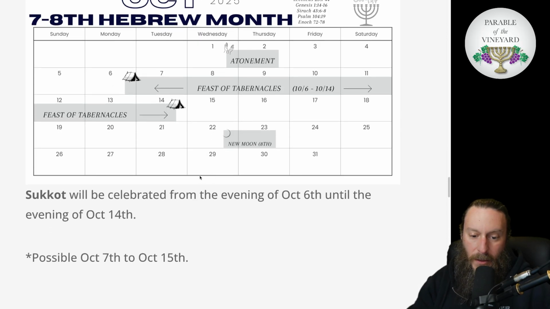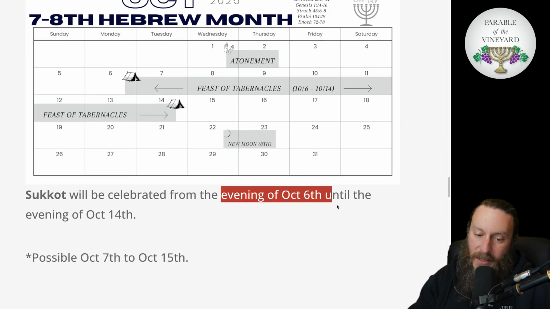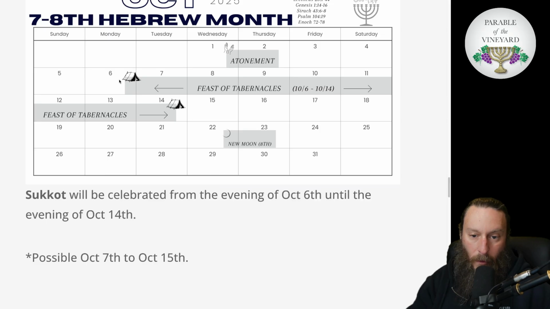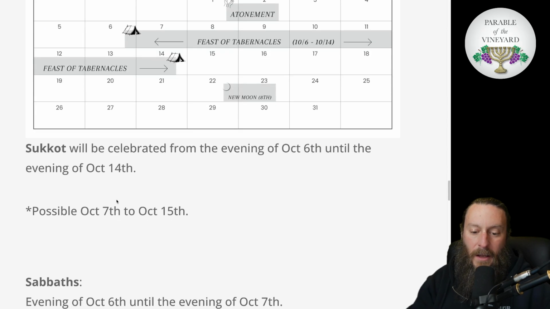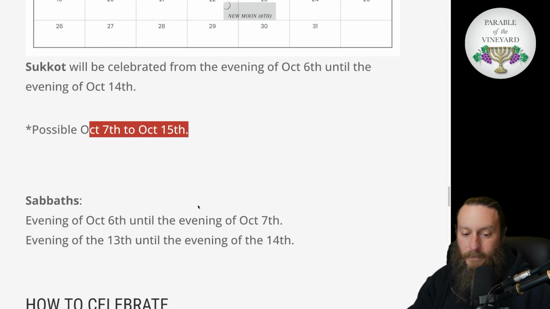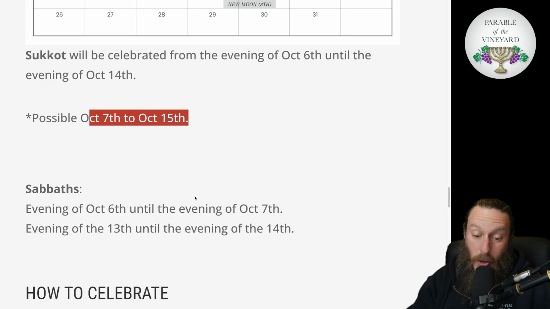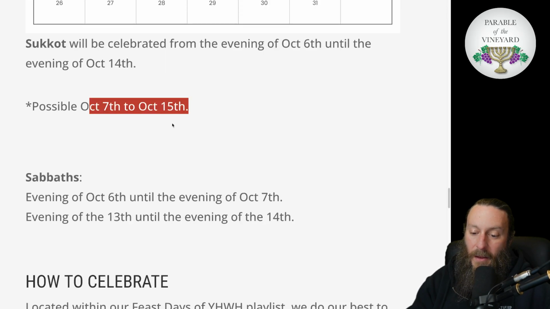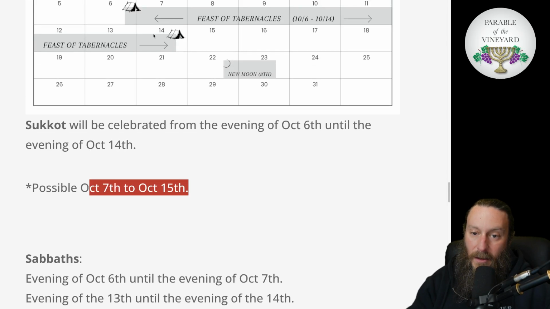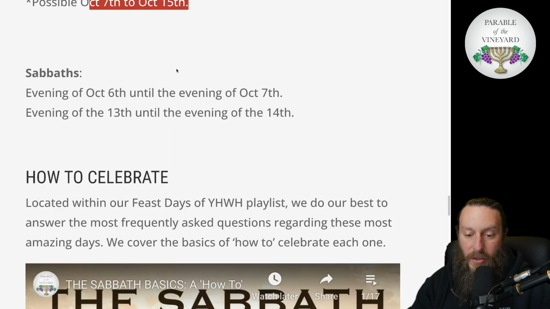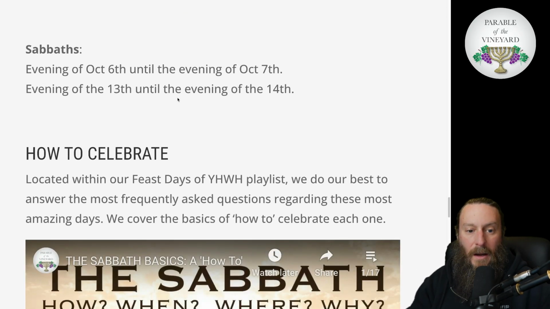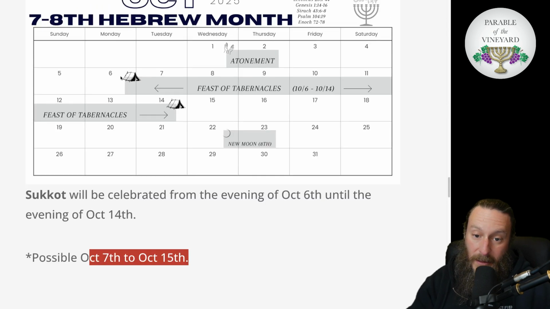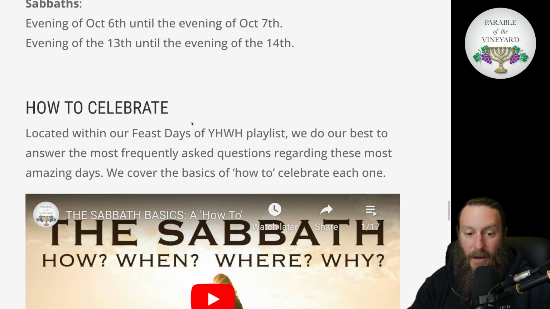Feast of Sukkot will be celebrated from the evening of October 6th until the evening of October 4th. I have that highlighted here, and again, a possible shift one day back. There are 2 Sabbaths during this, the evening of October 6th until the evening of October 7th, and likewise the 13th to the 14th here. And again, if we have to shift back a day, I apologize about any possible confusion there, but with that being said, I would just block off an extra day for those of you that take off work.